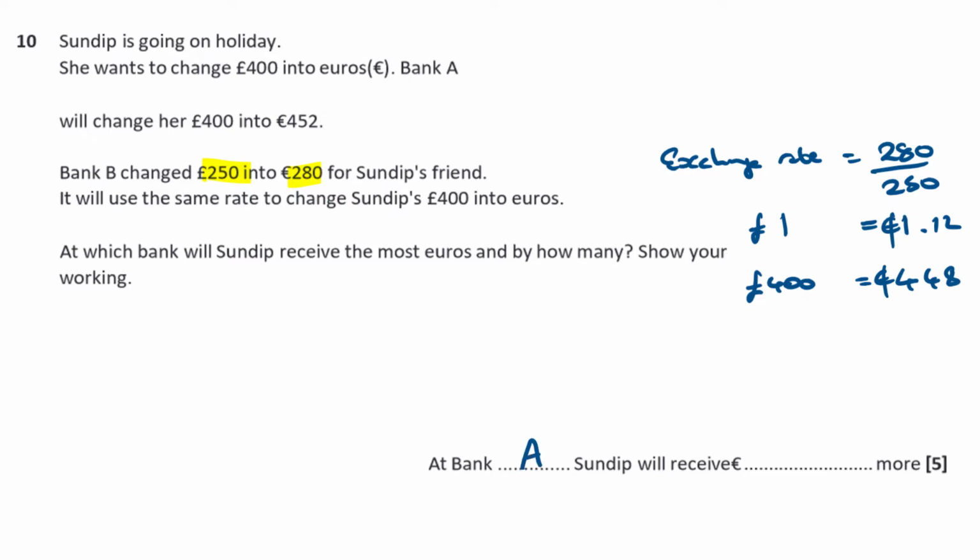Okay, by how much? The difference is going to be what she got in Bank A, 452, minus what she gets from Bank B, 448, and that comes out to be 4. So Sandeep received €4 more.